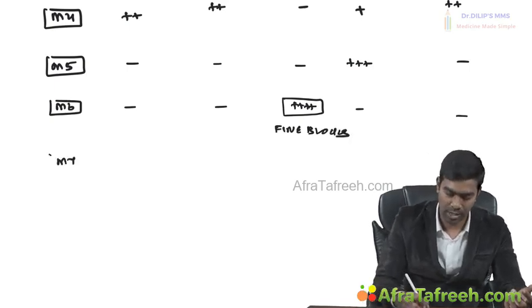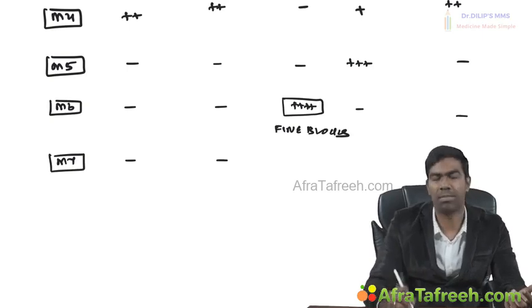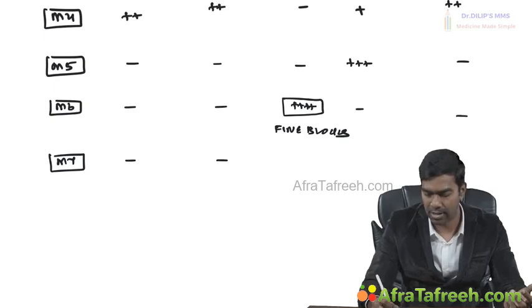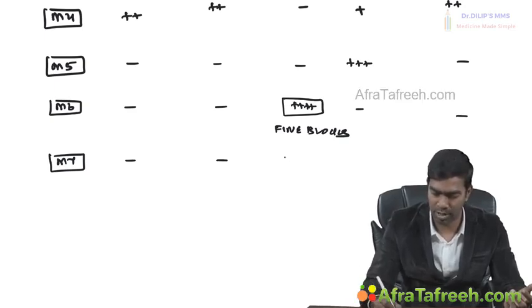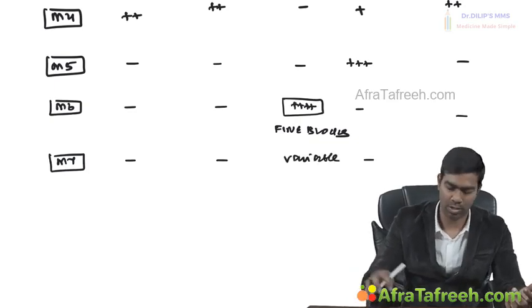Clear? Then if you take M7, once again MPO and Sudan black will be negative. PAS is actually variable. We do not write PAS will be negative, PAS will be variable. Non-specific esterase is negative, and we don't see any iron rods.